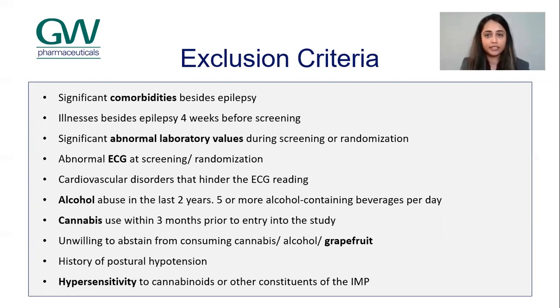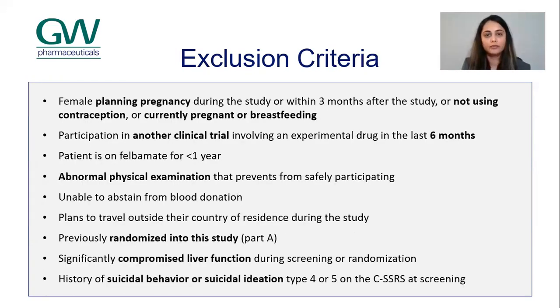The key exclusion criteria are that the patient has other significant clinical comorbidities, abnormalities in physical examination, laboratory findings, liver function tests, and ECG. A patient using cannabis, alcohol, or grapefruit juice and who is unwilling to abstain from these will also be excluded. A patient with hypersensitivity to cannabinoids or other constituents of the interventions will also be excluded from this trial.